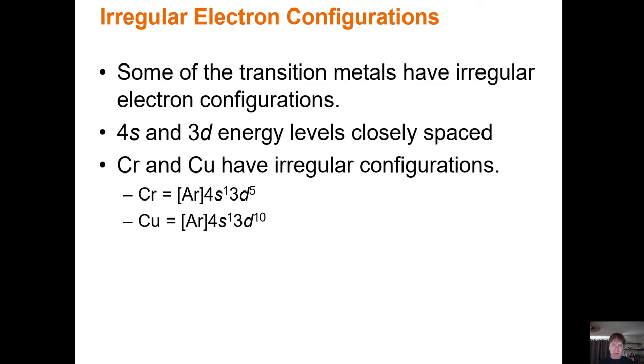Same thing with copper. Having the 3D all the way full ends up being more stable than having the 4S all the way full and the 3D not quite all the way full. So those irregularities come up usually for that reason. If there's a way to get the transition metal to have a full or half full 3D, then the S will be half full as well.